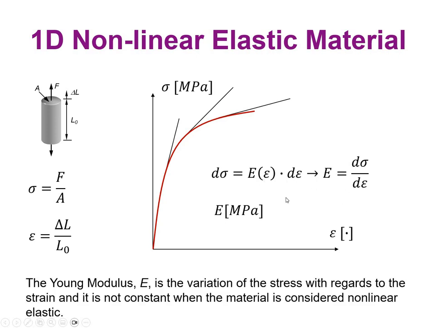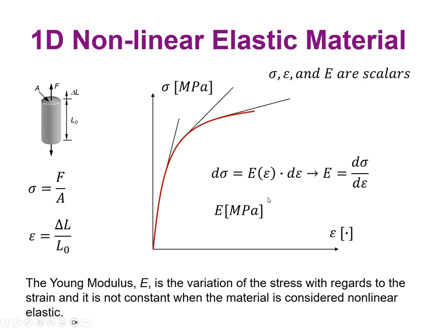So the definition of the Young modulus in this case will be the variation of the stresses in terms of the strains. So this is the definition of the Young modulus for nonlinear elastic materials in one dimension. Again, in this case, because we are still in the one-dimensional space, because this is a uniaxial stress test, a tensile test, sigma, the stress, epsilon, the strain, and the Young modulus are scalars.